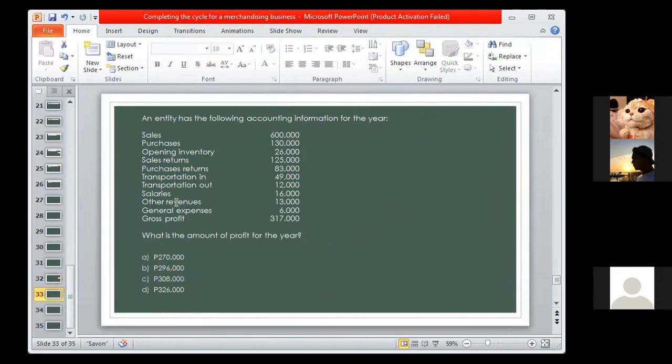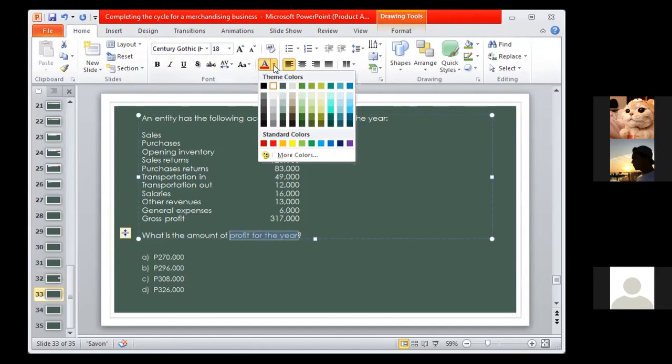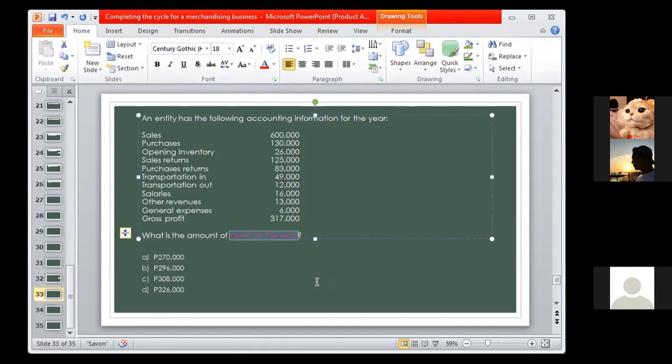So next naman, try mo itong sagutan. What is the amount of profit? Profit for the year. Kaya wala na tayo sa gross profit, nandun na tayo sa profit for the year, pinaka-dulo. Magkano magiging amount natin dito? Letter A, 270,000. B, 296,000. C, 308,000. Or D, 326,000. Tingnan natin anong sagot.